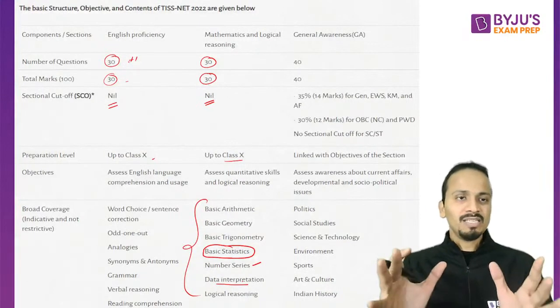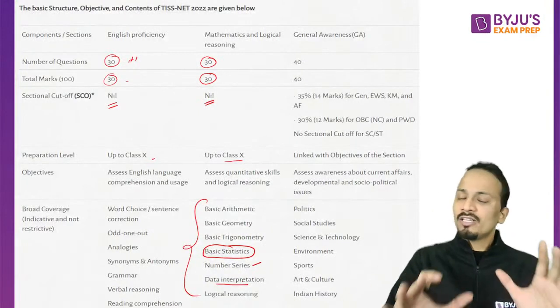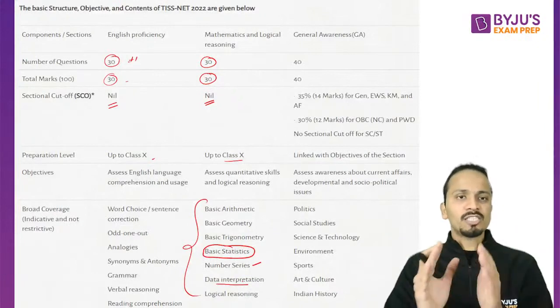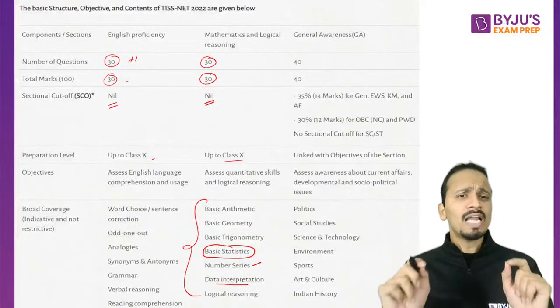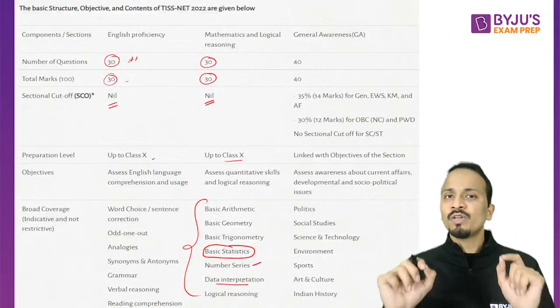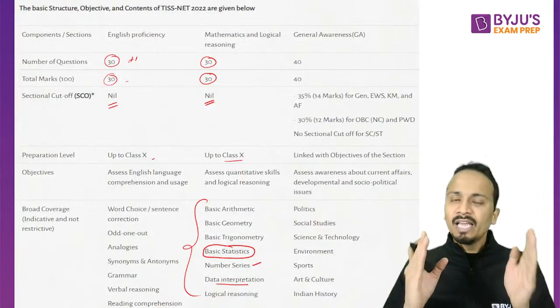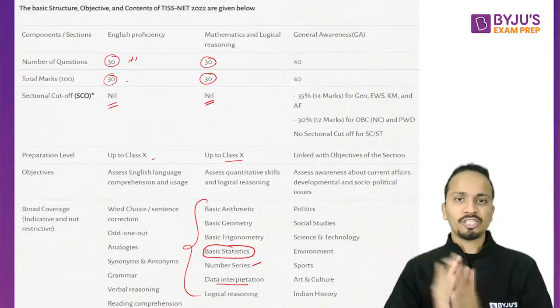Okay, so let me first of all finish the entire discussion on the structure and the contents of this examination, right? So I've just discussed two of these sections, English and maths. Each one has 30 questions, plus 1 for every correct answer, all right? And the areas that you need to study for this particular section.